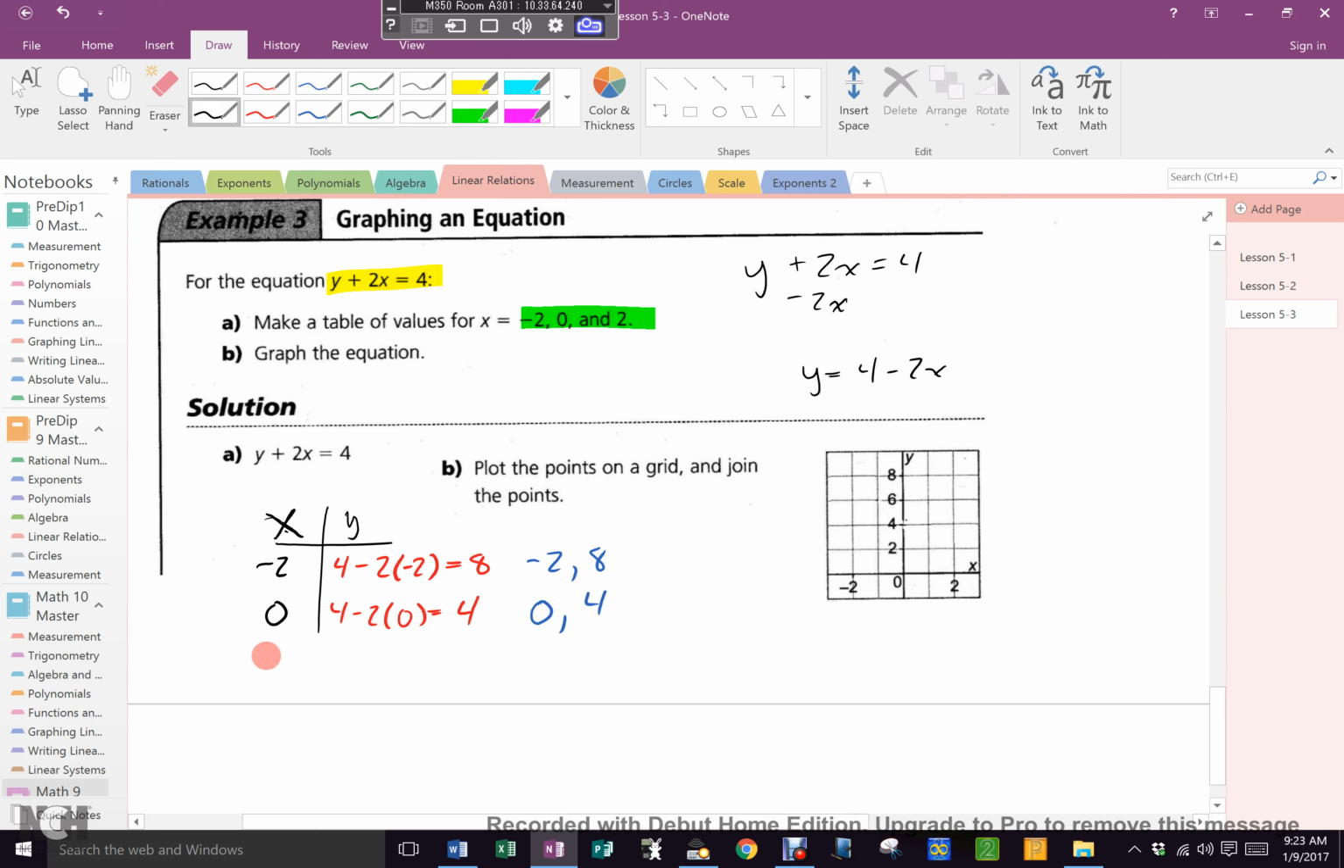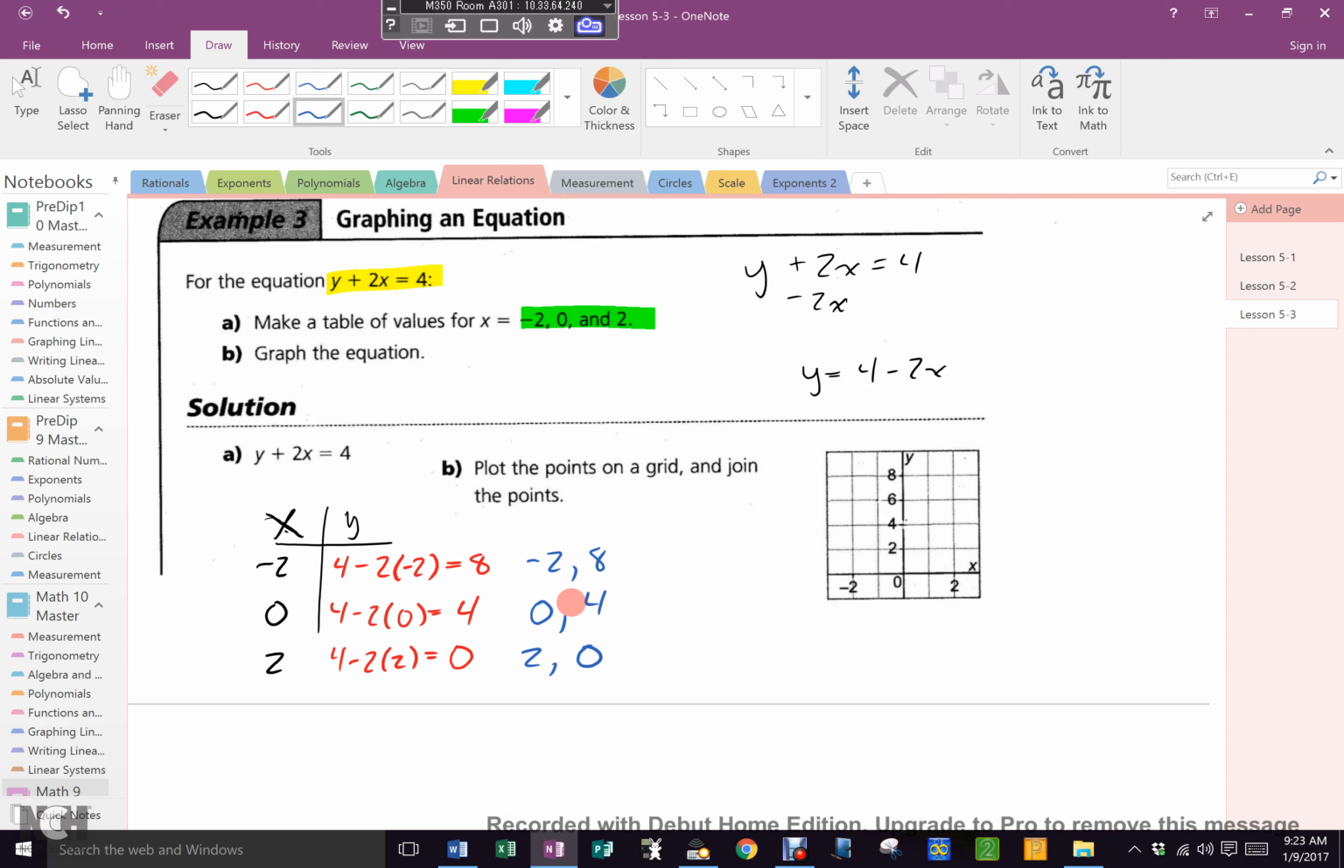And the last one, 2. 4 minus 2 times 2. What's 2 times 2? What's 4 minus 4? What's the x value here? 2. And what's the y value? 0. Do I have 3 points for my graph now? Yeah. How many points did Myers say you have to have to make sure you have a line? Three.